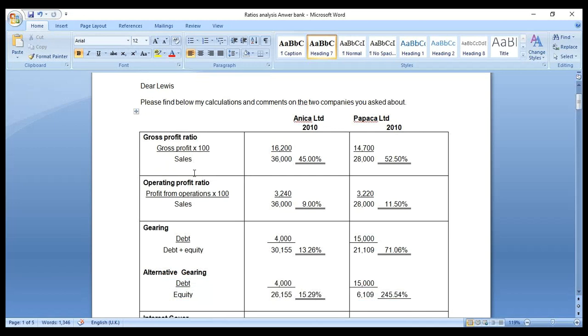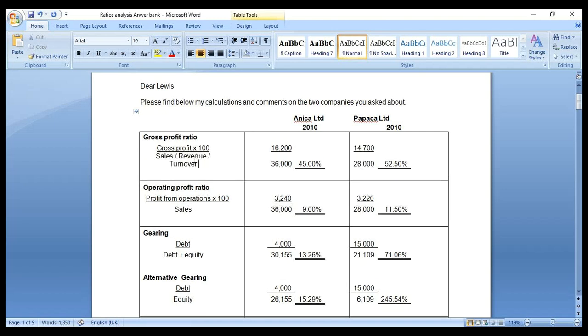Okay, let's go next. Gross profit times 100 divided by sales. Sales are also known as revenue, and revenue is also known as turnover. Maybe one company uses the word turnover, so it's the same thing. Please don't get mixed up. It's the same thing.